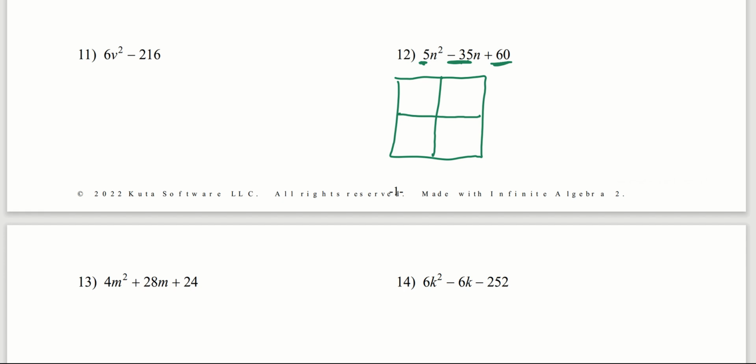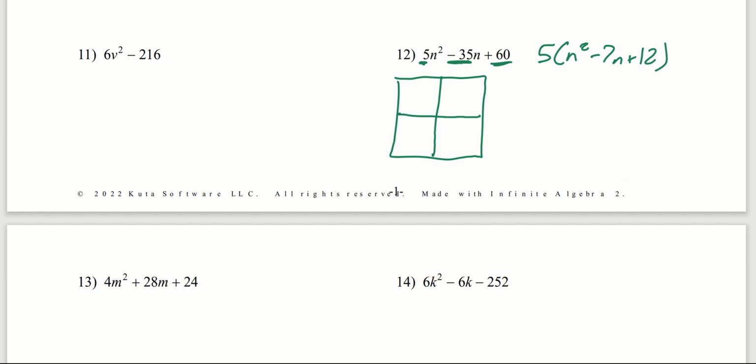In this case, 5 does go into all these numbers, so you could actually factor that out. So I would put a 5 on the outside, and then I would write what's left over if I divided every term by 5. So that would give me n squared now, minus 7n, and then plus 12. And now this problem is a lot easier.